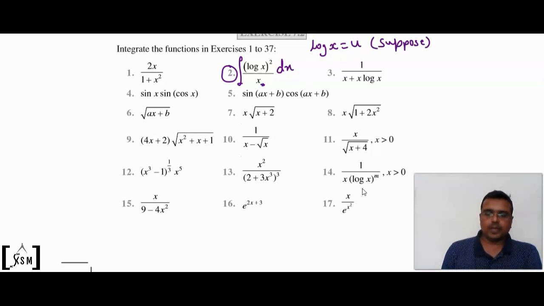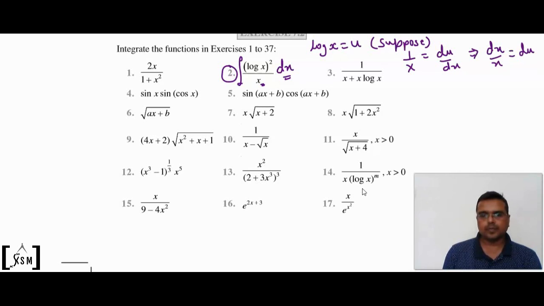Suppose. The moment you suppose something, you need to differentiate both sides with respect to x, because the question is with respect to x. So log x differentiation is 1 over x, and I'm differentiating with respect to x, right? Then I will bring this dx this side. So I get dx over x equal to du, right?